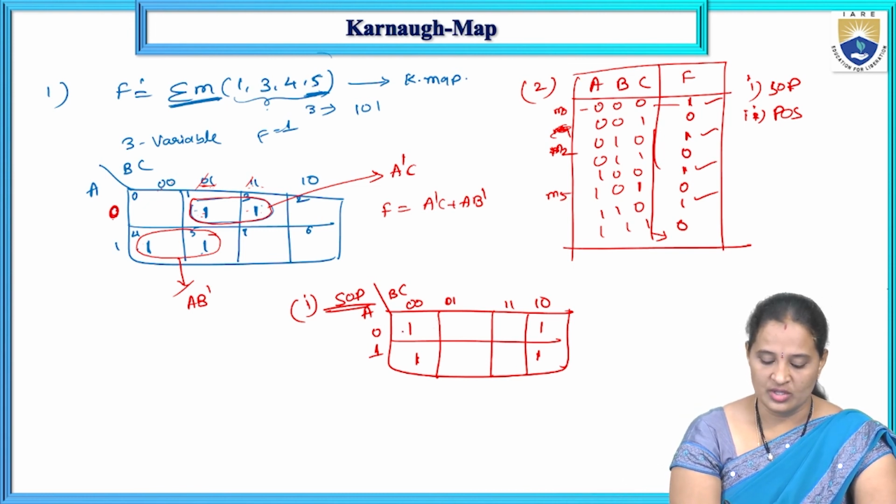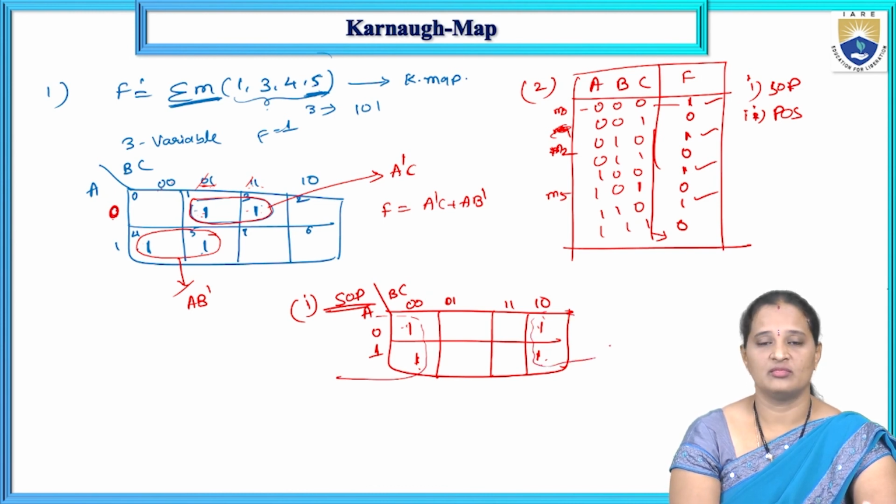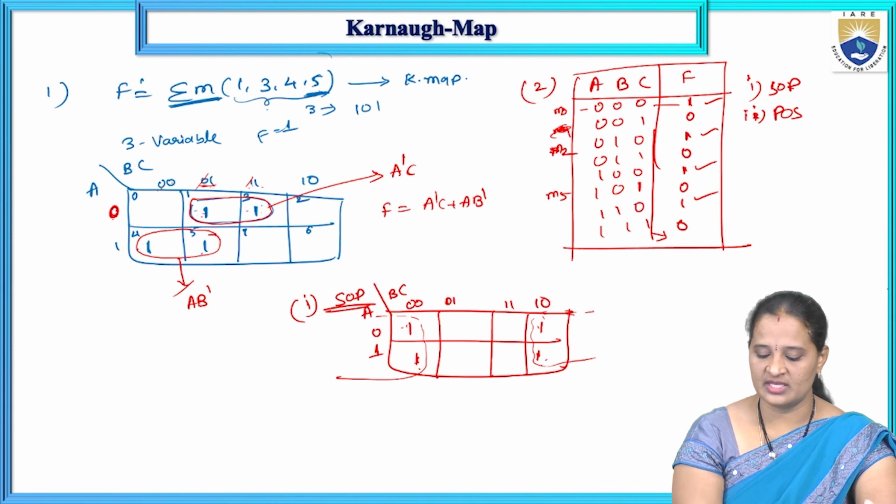Now what can I do? These two are adjacent, these two are adjacent, these two are adjacent, these two are adjacent. So I can form a quad with all these 4. We can form a quad with all these 4.